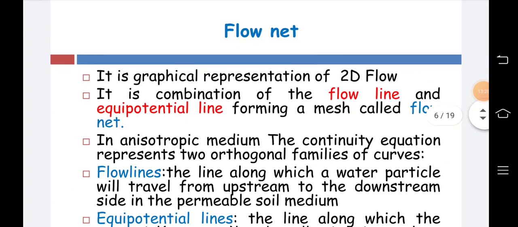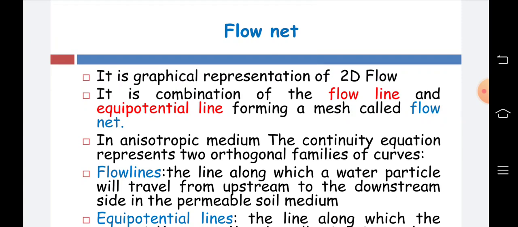So next is a flow net. This Laplace equation is an analytical solution, while this flow net is a graphical solution for two-dimensional flow. For 2D flow, when the flow is in two directions, at that time the Laplace equation is an analytical solution and this flow net is a graphical solution. So what is a flow net?